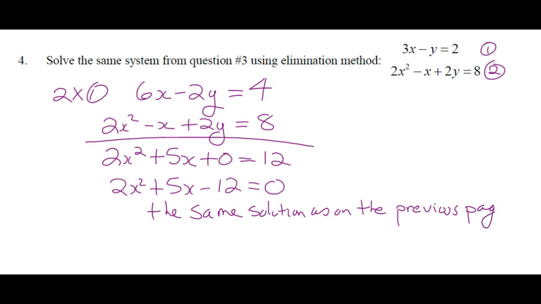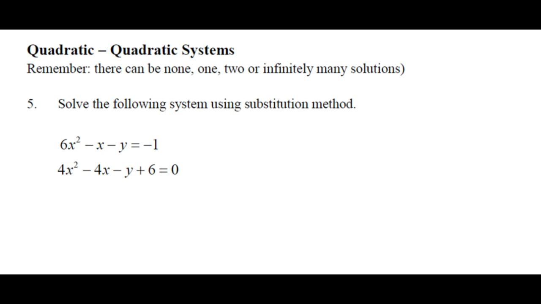So I think the point is just showing you, it really doesn't matter. It's going to come down to a quadratic. It can't be a different quadratic unless it was in y, right? If we had a y squared or something, then getting the 2 y values, but that's not going to happen. Quadratic system. Remember, there can be no solution, one solution, two solutions, or infinitely many solutions.